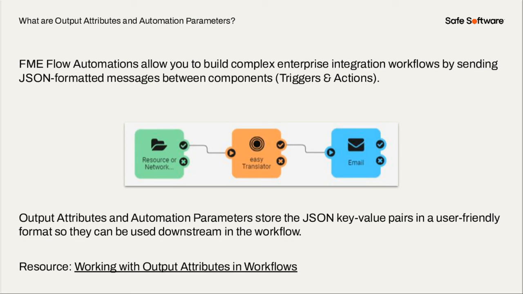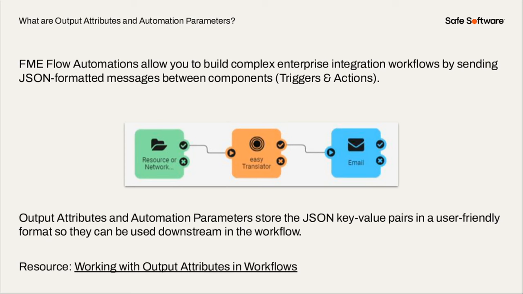The JSON message that's sent is flattened, and the key value pairs are stored in these output attributes or automation parameters and can then be sent downstream to the next component in an automation. For those of you familiar with FME Form, output attributes can be thought of as similar to data attributes in Form, so that they're part of the flow of event data through the automation.